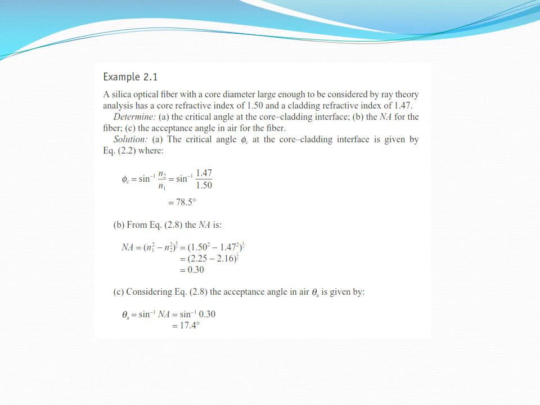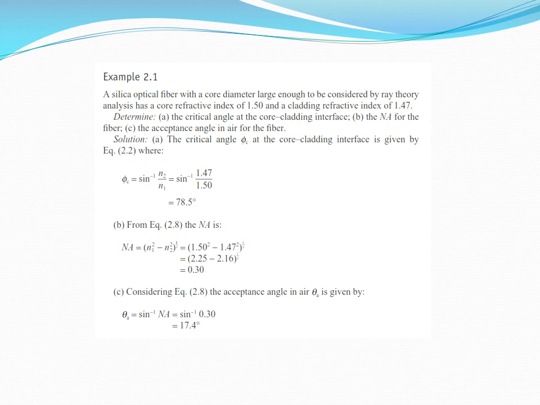So the critical angle is given by sine inverse of n2 by n1. n2 is given as 1.47, n1 is given as 1.50. So just substitute it and find the critical angle. It is in degrees, so it will be 78.5 degrees.